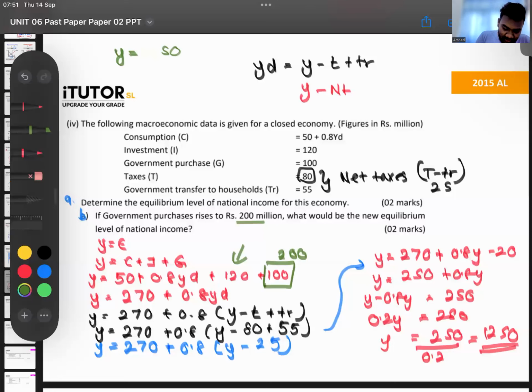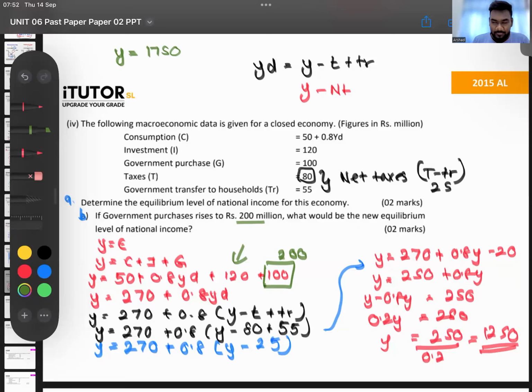Do you all get 1,750? It has increased by, I'm just using common sense, 100, and the multiplier is 5. So do the same calculation. That is for part B. The only difference is that instead of 100, you put 200 there. See whether you get the final answer of 1,750.